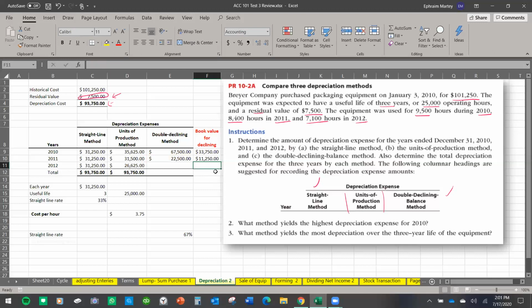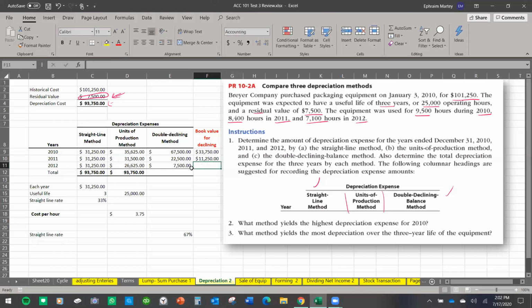So I have 11,250. And note, in the third year, if I use this, my book value will be less than 7,500, and I don't want that to happen. So for instance, let's do an example. If I take this, multiply by that, I will have 7,500, and my book value remaining will be 3,750, which is not what I want. I want to have 7,500 as my book value.